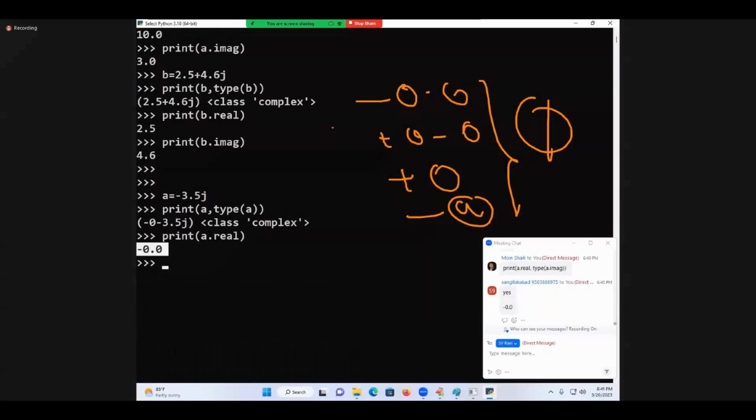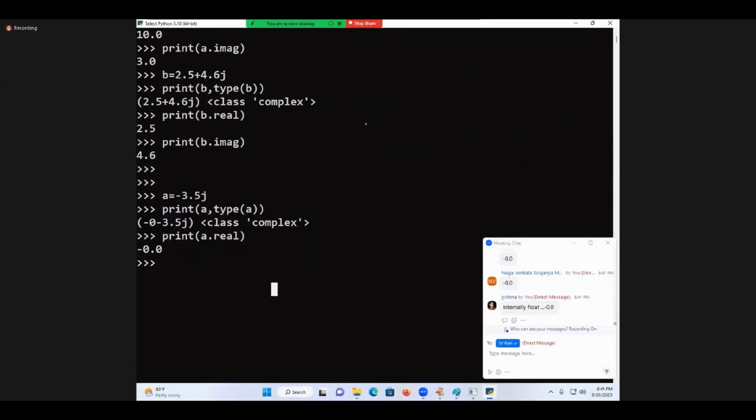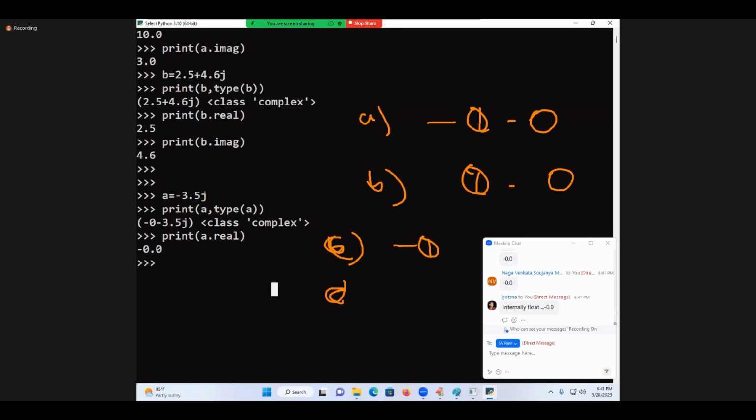But from an interview point of view, when they ask about this question, they will give all the options. Minus 0.0, 0.0, B is called what? Minus 0. This is option C. Option D is called what? Just 0 they will give. Which is the answer? All of them are 0 only.